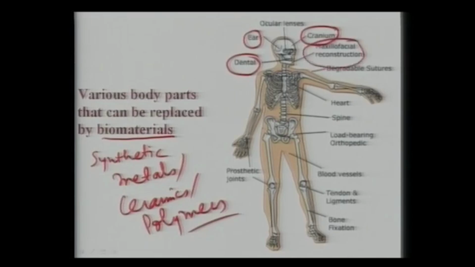For maxillofacial reconstruction also, people use some synthetic materials. For heart valves, carbon and polytetrafluoroethylene, that is Teflon, can be used as the artificial heart valve. Then for the spine also, some load bearing implants can be used.